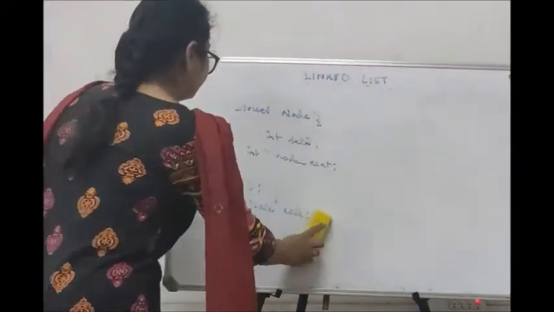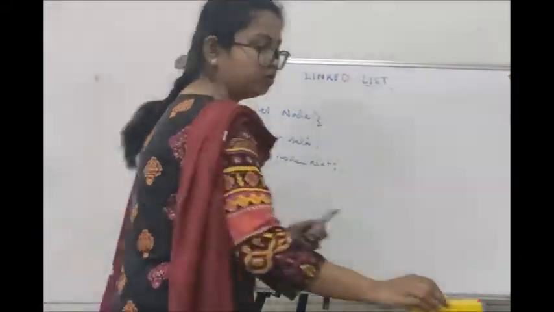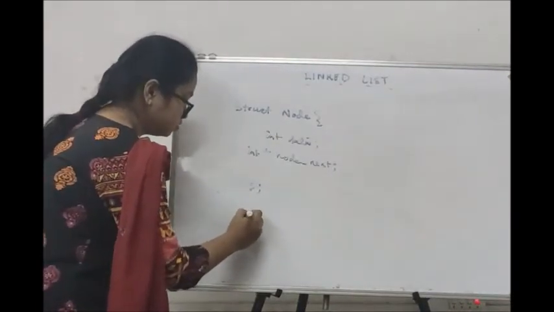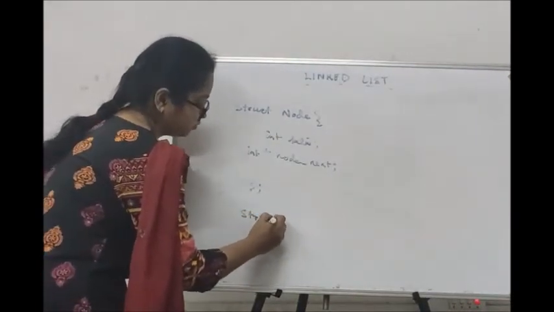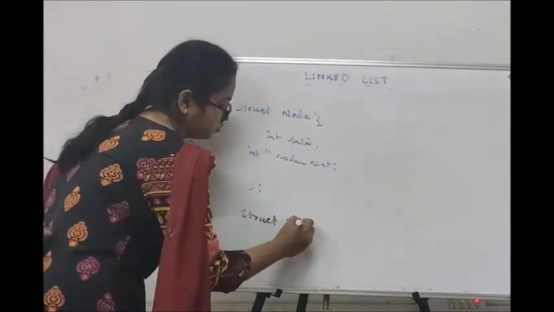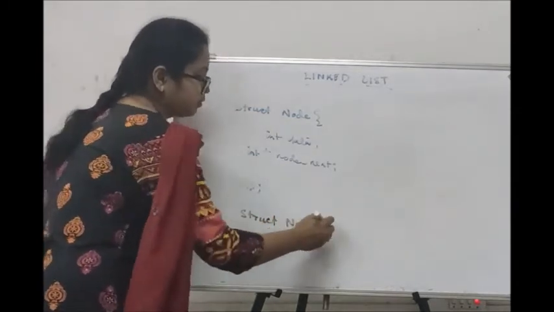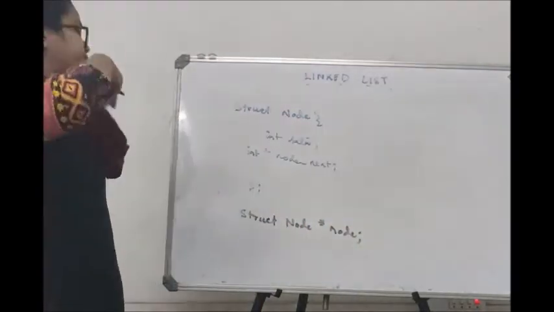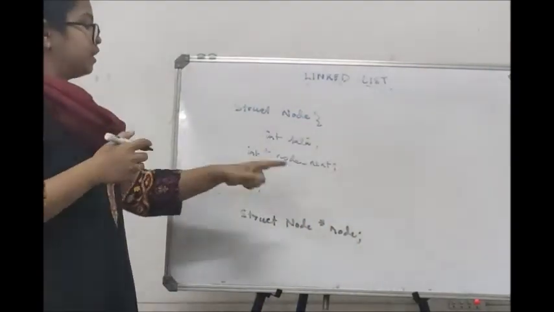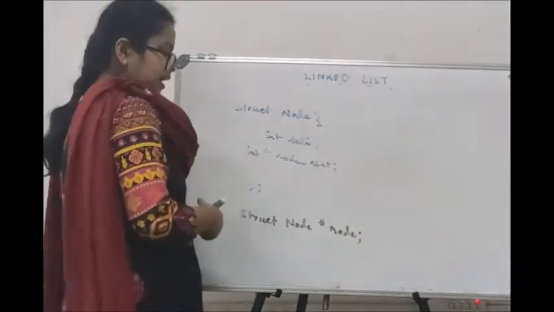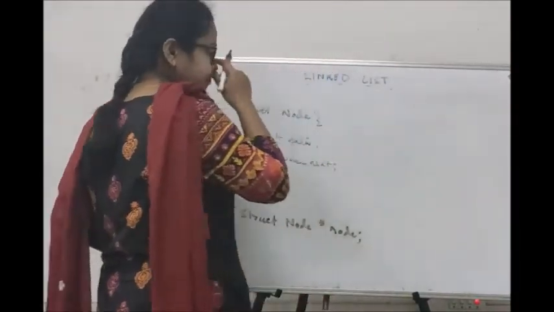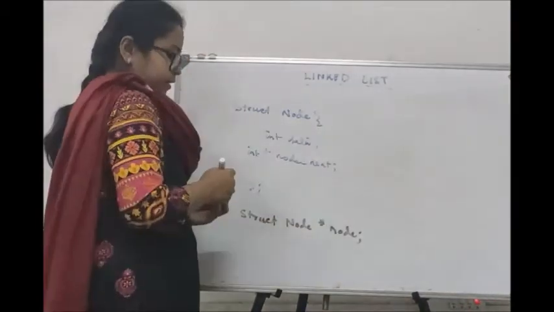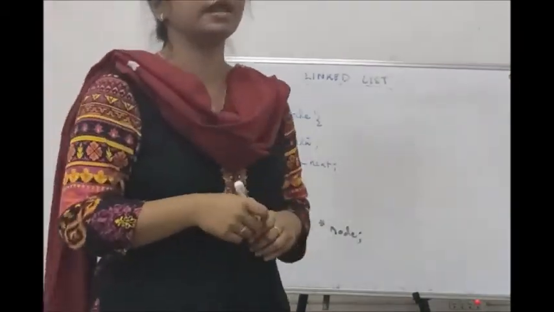Okay, so we will define a struct node. So this is the type, and node is the name. So we can create a node. So the moment we declare this, a node will be created, although memory will not be allocated.